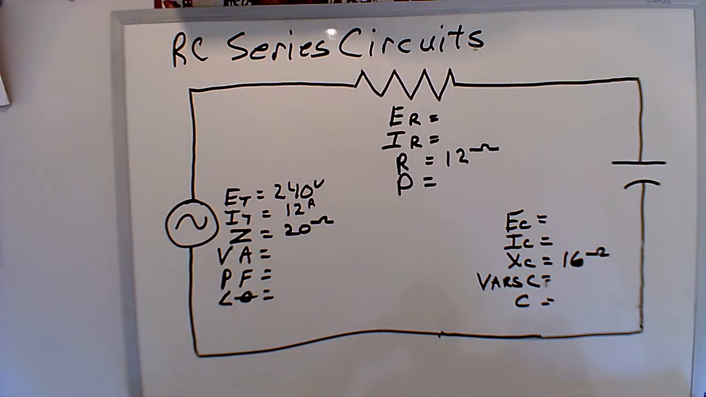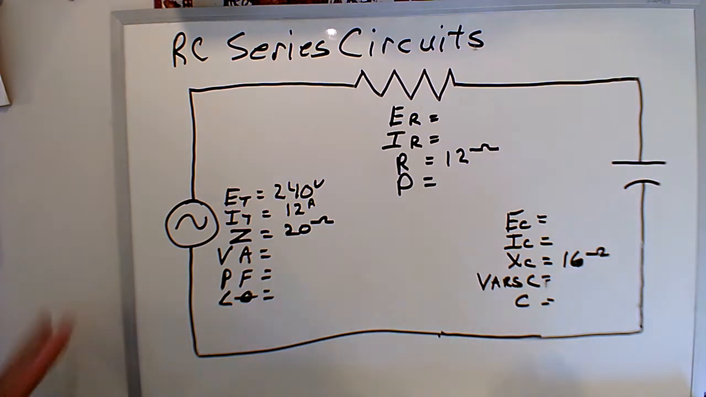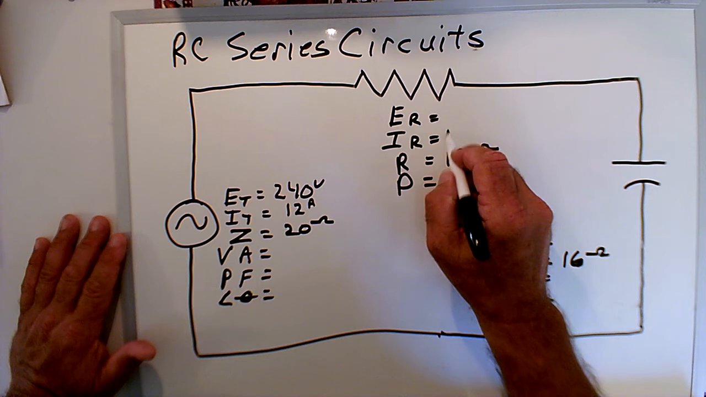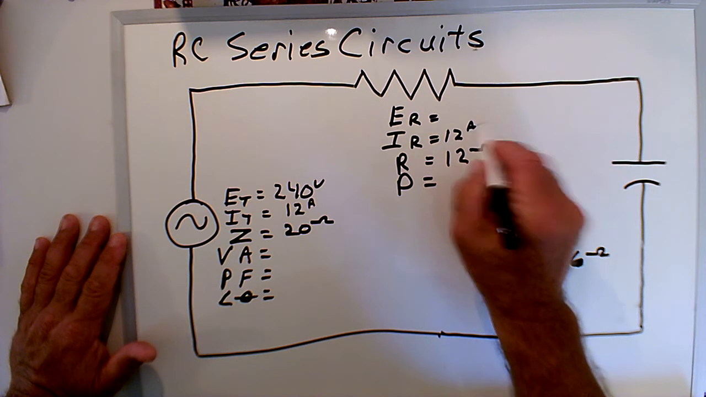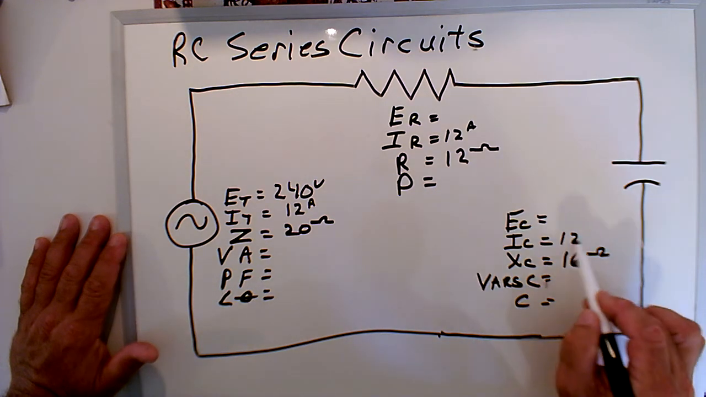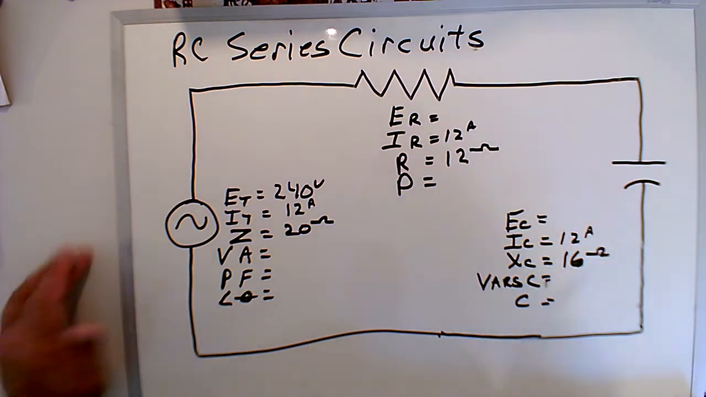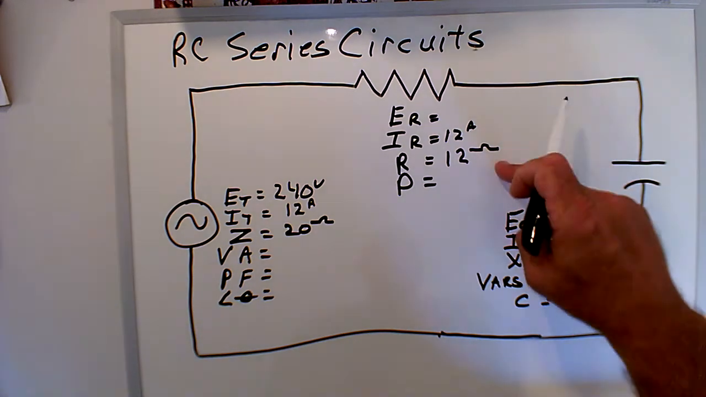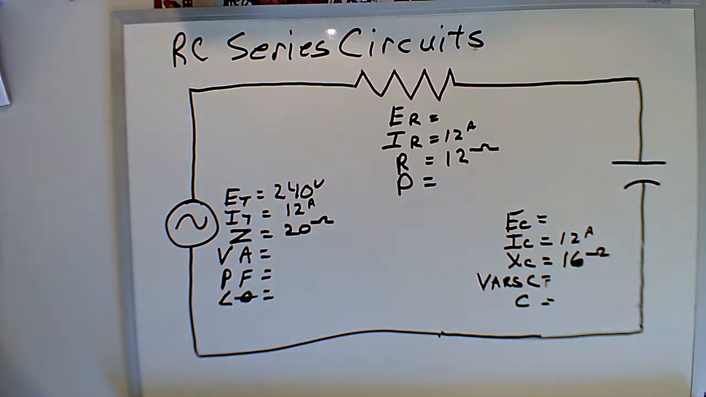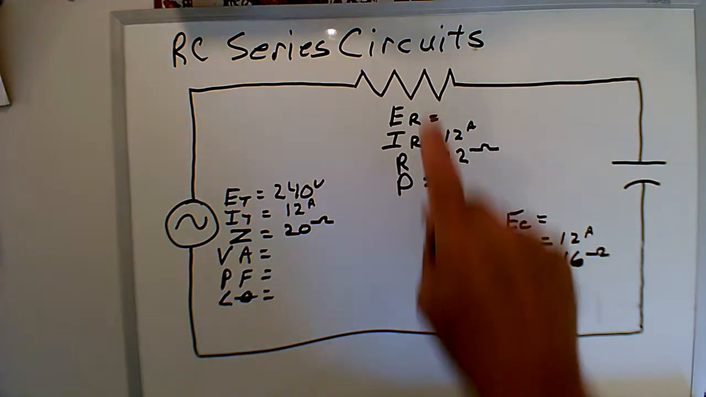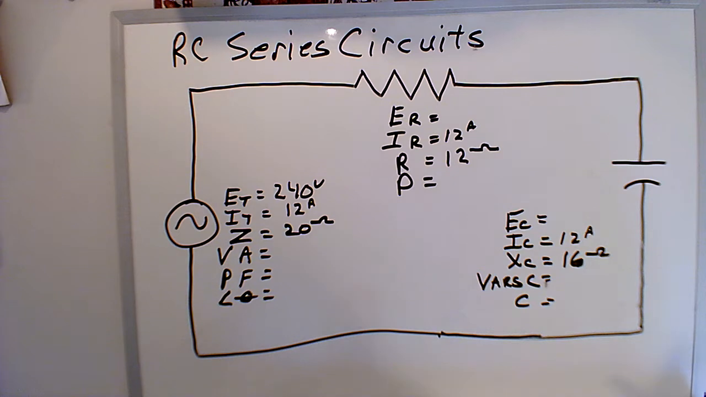So now, if I know anything about series circuits, and I hope you do too, in a series circuit, current is constant throughout the circuit. So now I can start to fill in some things. I can put 12 amps right here and 12 amps right there. Now I have 12 amps and 12 ohms of resistance in this portion of the circuit. I can figure out what the voltage drop across the resistor is.